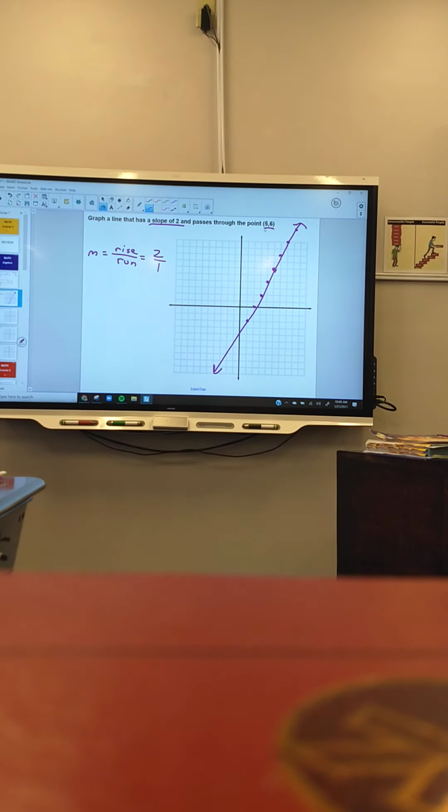Okay, so there's my line that I know has a slope of 2, and I know it goes through (5, 6). That make sense? That one's not too bad. We've done stuff kind of like that before. Now, let's take this a step further though. Can you tell me what the equation of that line should be?